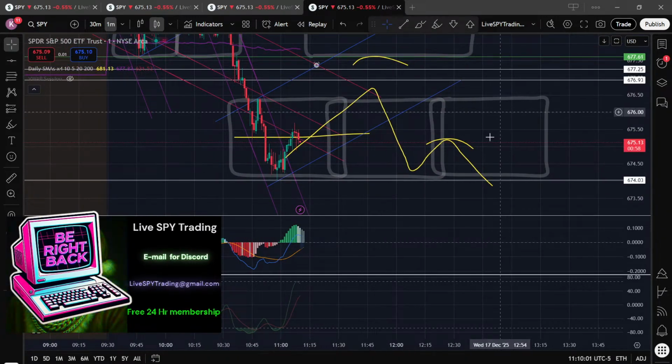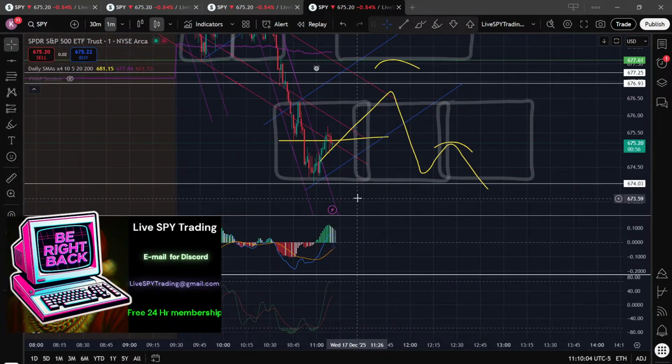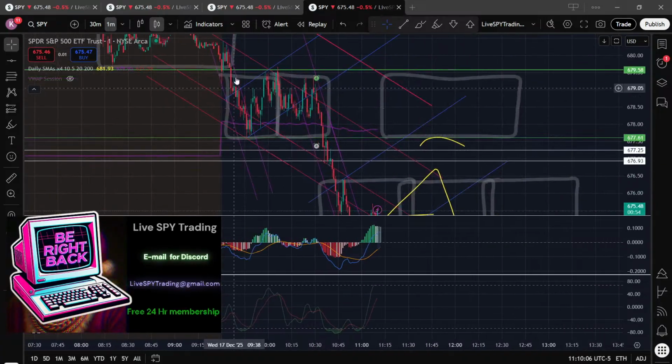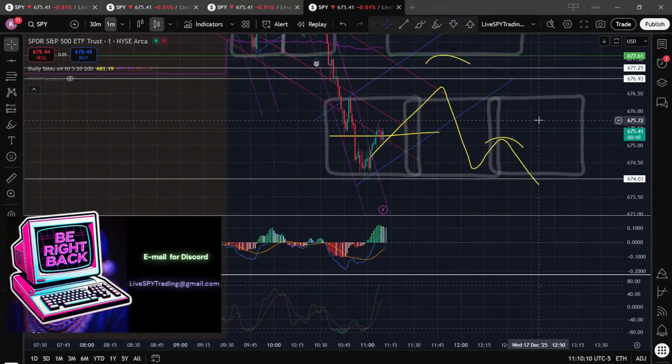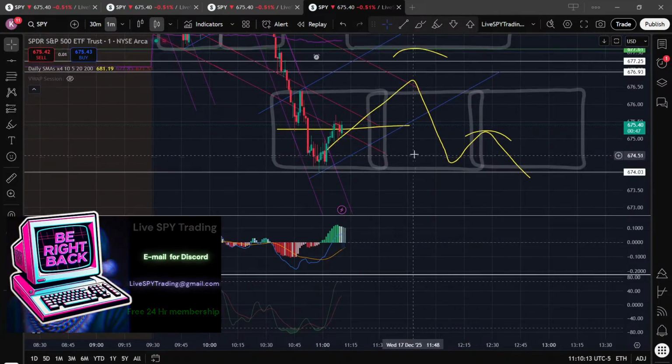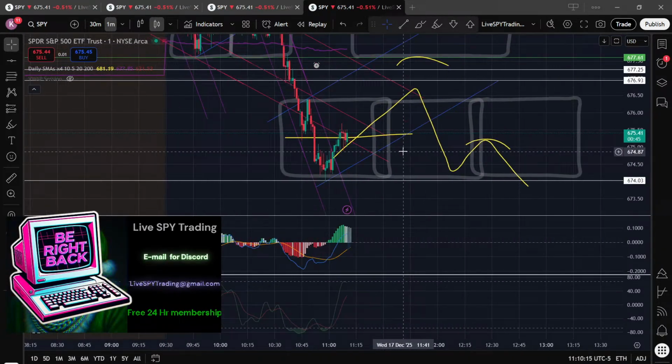This is our liquidity box, okay? Just like how we're uncomfortable waiting for this to break. Same thing. It's the same thing, right? You just gotta learn how to identify it.